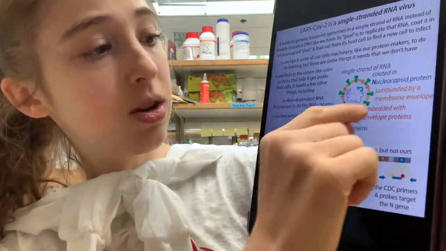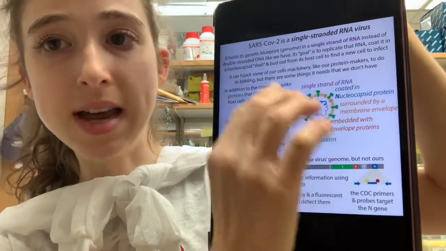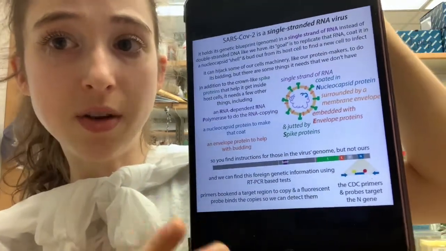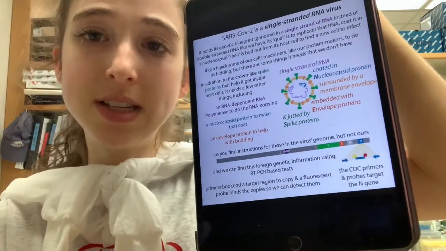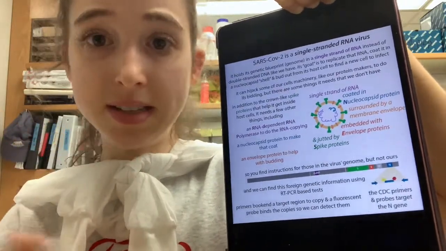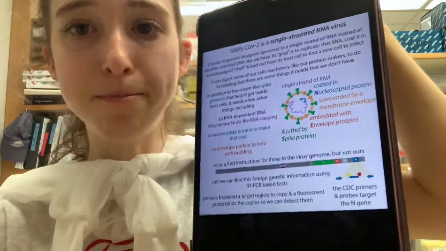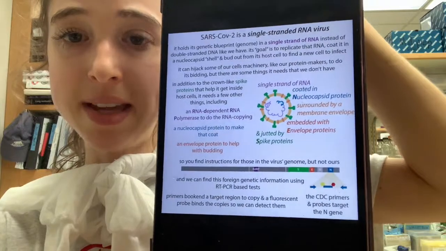And so we want to detect a sequence that the virus has, but that we don't have. The virus is really simple in terms of it doesn't want to make stuff it doesn't need to make. So it's only going to make stuff that it can't get from our cells. And so we can look for one of those things that the virus makes that we don't make.